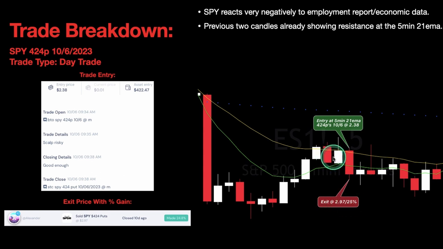So here's the two previous candles before our entry on this bar. You got resistance closing under the 21 here. You got a rejection here off the 21 on this bar. So you got about 10 minutes of resistance at this point. And this little top wick kind of gave me a signal that maybe this could flush down real quick. And it did. It worked really nice.